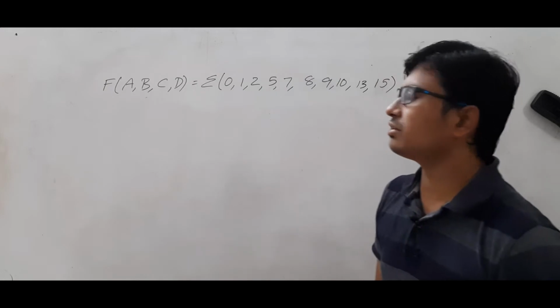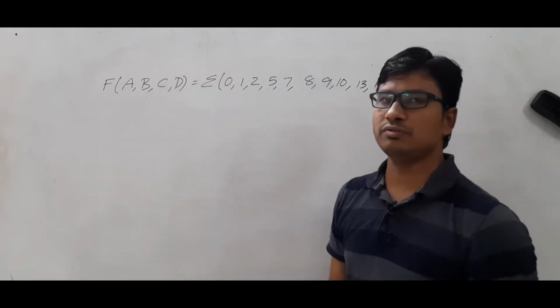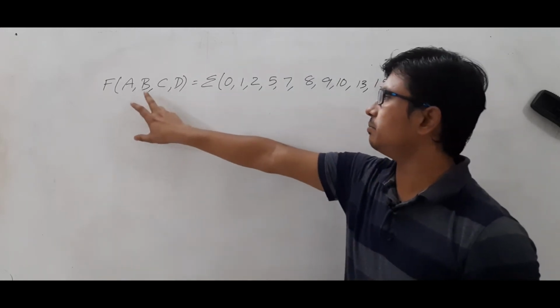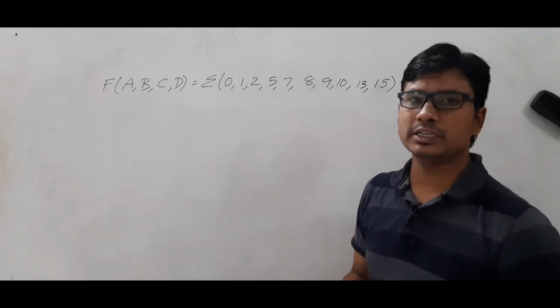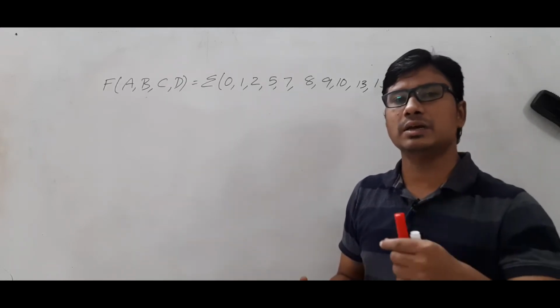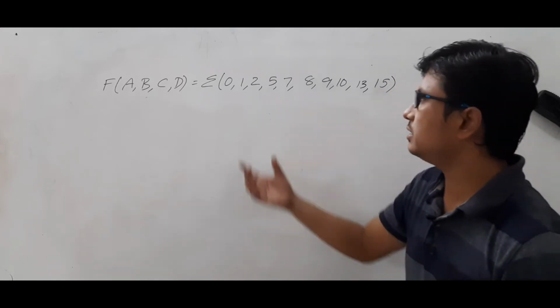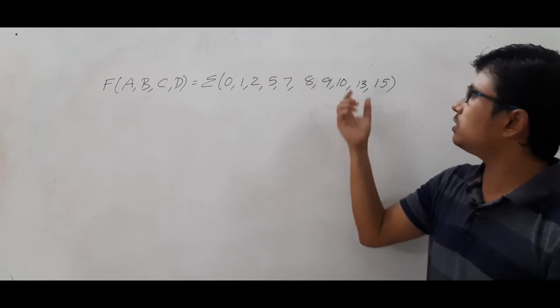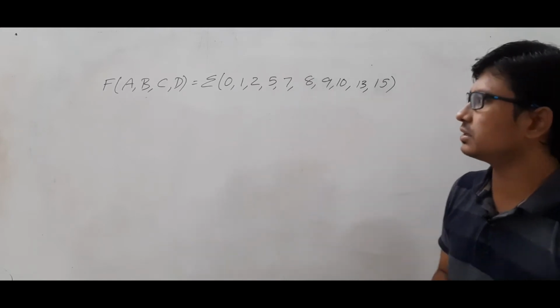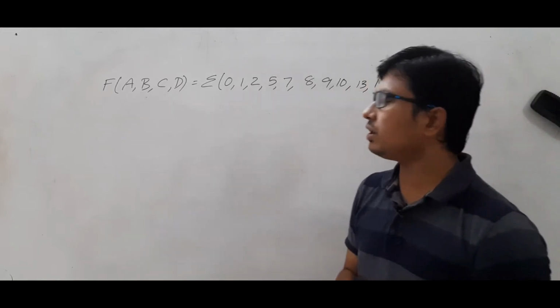So they have given a function which consists of four Boolean variables A, B, C and D, and they have given a Boolean expression which is in the form of sum of products. Am I right? So how many min terms are there? Totally we have 10 min terms. Okay, so now what do I have to do?